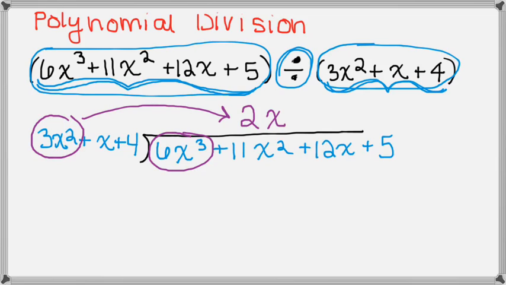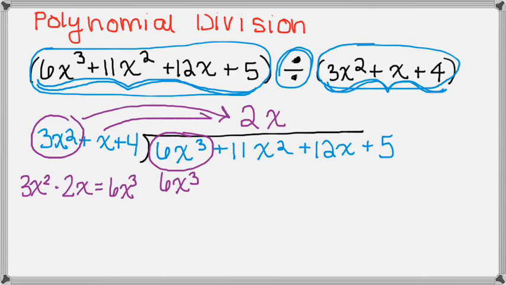So if we check it, I'm just going to squeeze this over here, we're doing 3x squared times 2x, and that's what gives us 6x cubed. So I'm going to write 6x cubed right below here. And now we keep the 2x the same, and we're just going to multiply all the other terms by this. So then x comes next, so we do x times 2x, which is 2x squared.